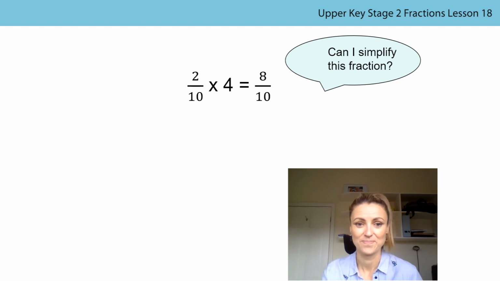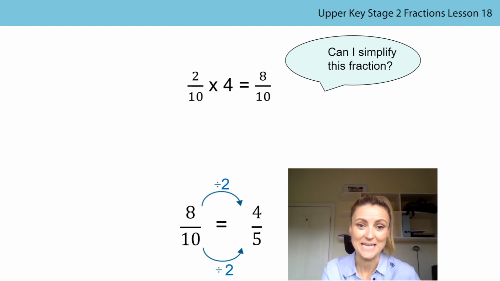How did you get on? Well, I think that was quite an easy one, wasn't it? We can identify that the highest common factor of 8 and 10 is 2. So if I divide the numerator and the denominator by 2, that gives me 4/5, and 4/5 is this fraction in its simplest form. Well done.